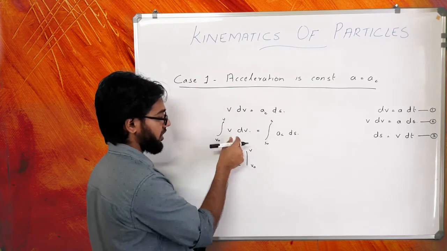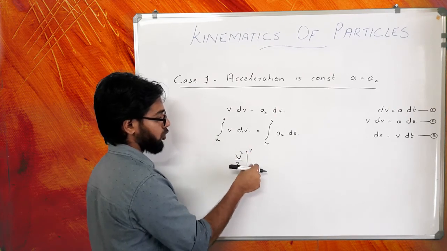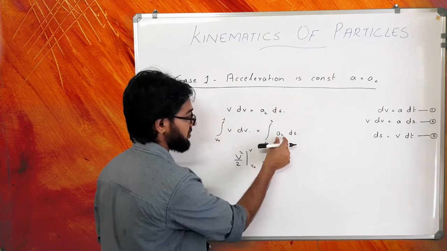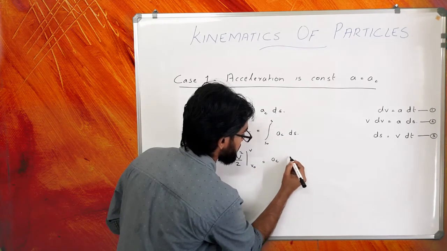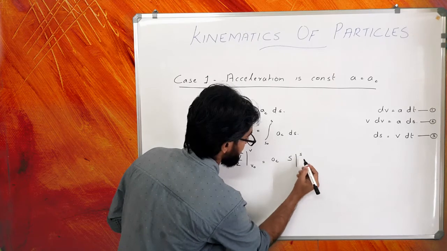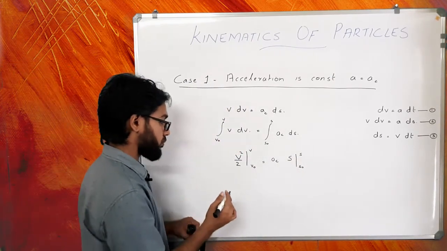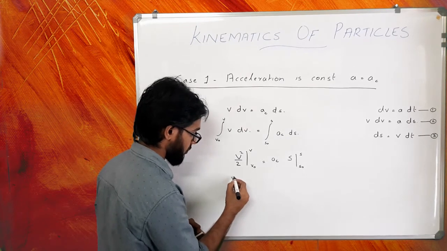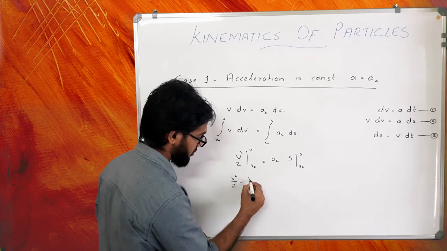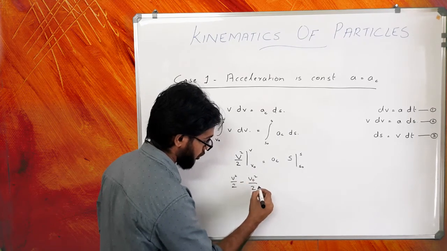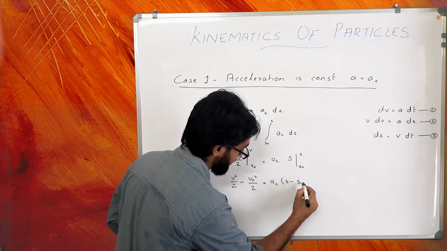If I integrate v, I'll get v square by 2 from v0 to v, that is equal to a_c, which is a constant that I can bring outside. So s as such I have from s0 to s. So this will give you the corresponding equation: v square by 2 minus v0 square by 2 is equal to a_c into (s minus s0).